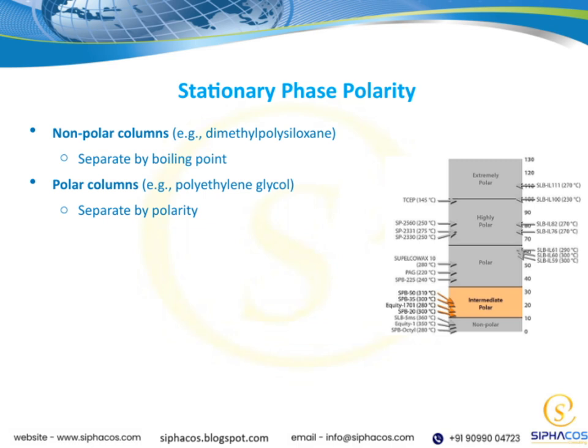Let's talk about the stationary phase polarity in chromatography. When we use nonpolar columns, such as those made of dimethyl polysiloxane, the separation primarily depends on boiling points. In other words, compounds with different boiling points will elute at different times. On the other hand, if we have polar columns, like those made of polyethylene glycol, the separation is based on polarity. Here, the compounds are distinguished by how they interact with the polar stationary phase. Understanding these differences helps us choose the right column for separating specific compounds effectively. This concept is fundamental because it directly impacts the separation process and influences the accuracy of our analysis.